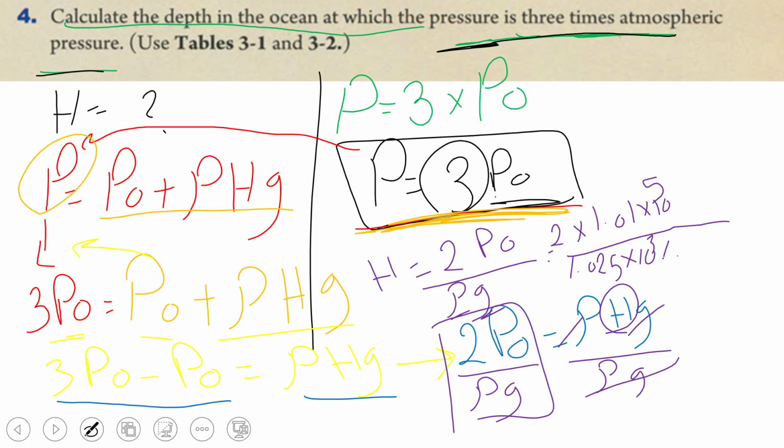Okay, times 9.81. Multiply, and the value of H is equal to 20.1 meters.